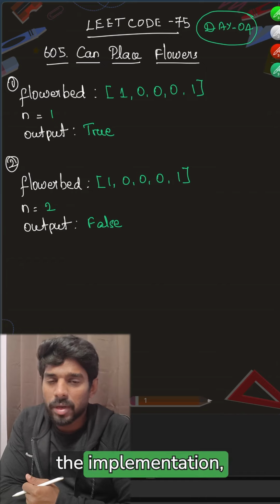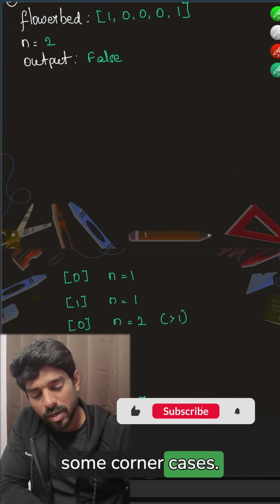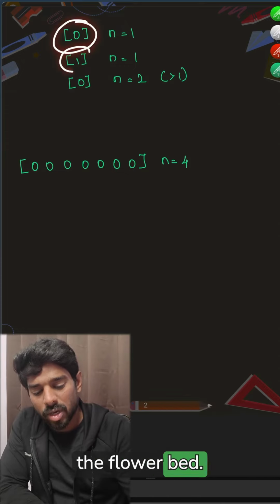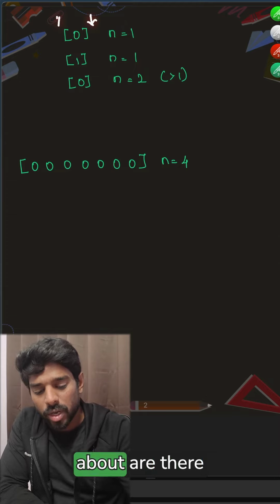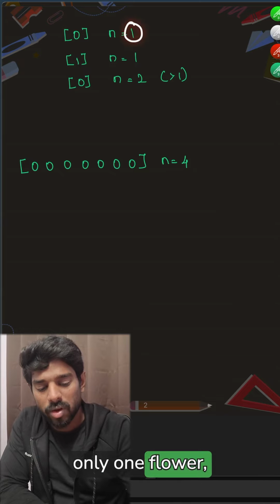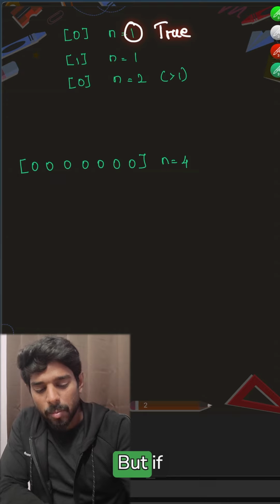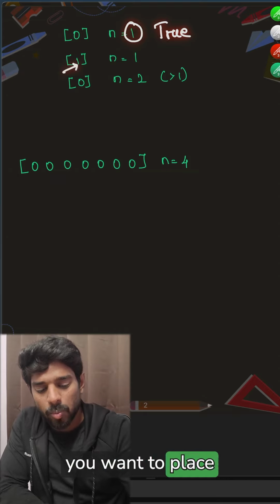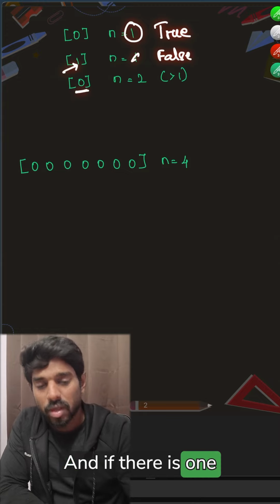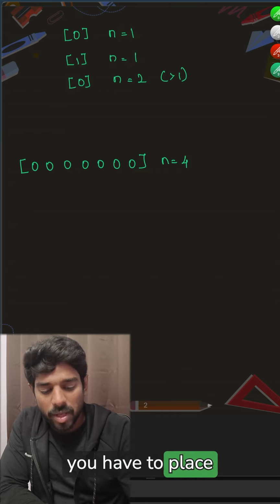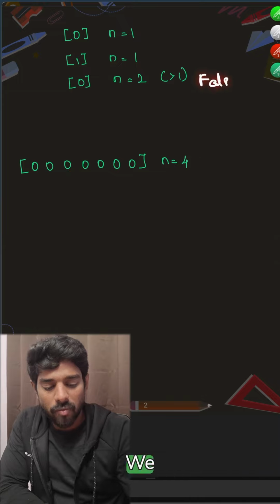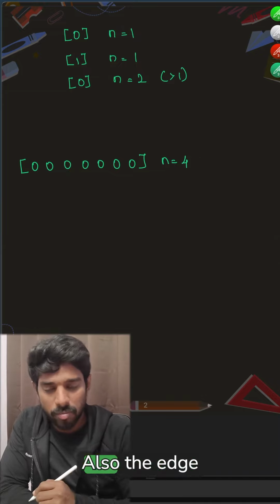Before going into the implementation, let's try to handle some corner cases. There is a possibility that you may have just one entry in the flower bed. When it is the edge, you don't need to worry about whether there are going to be any more flowers, because that is the end. If you want to place only one flower, this is going to be true. But if there is already a flower and you want to place a flower, it is going to be false. And if there is one empty place and you have to place more than one flower, then it is going to be false. We are going to handle these cases separately.